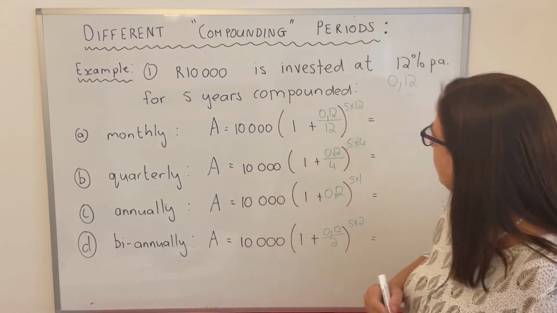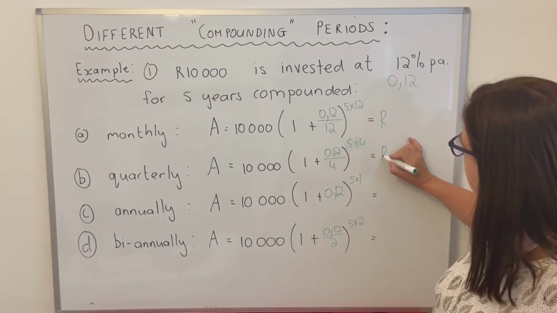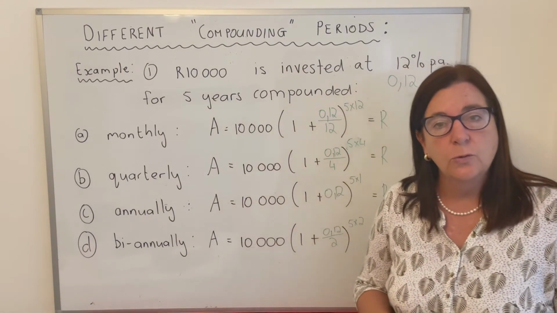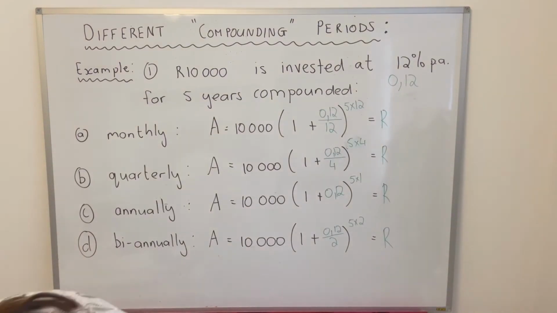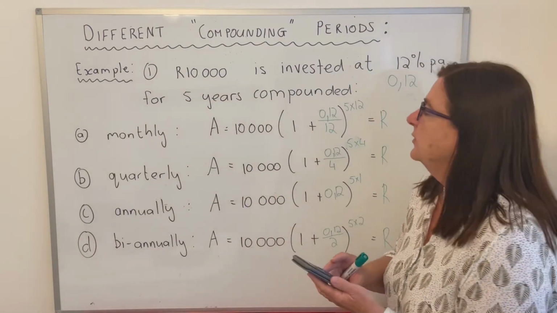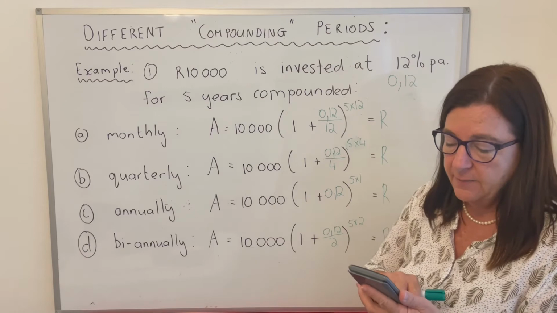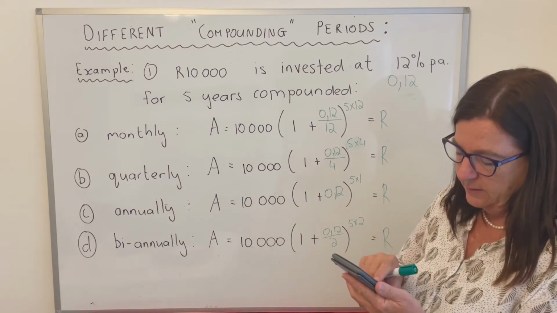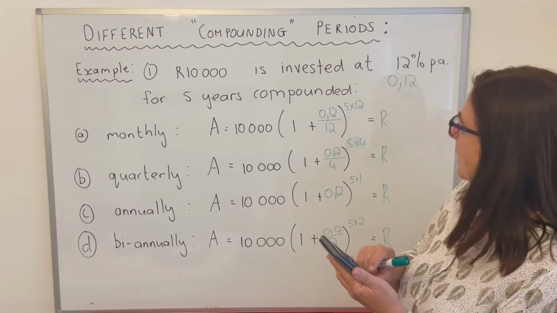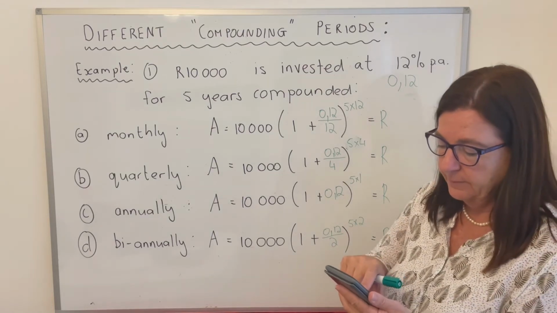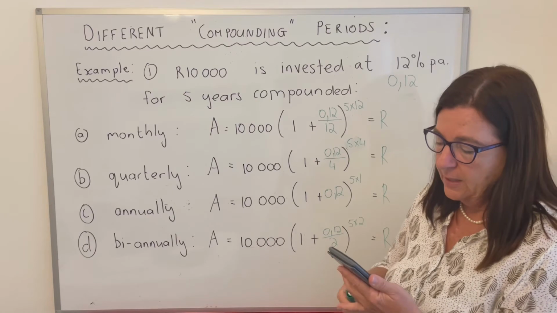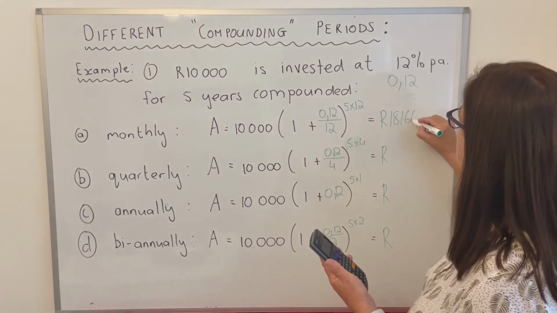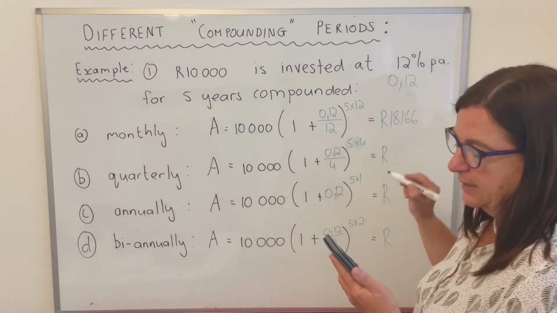Now let's quickly work out the answers. And I'm assuming that you are very competent on your calculator. I'm going to just work out 2 very quickly. So this is going to take time. Maybe you can do it quickly as well. So then that's 1 plus, to the power 60. And we get 18,166. Now let's round it off.